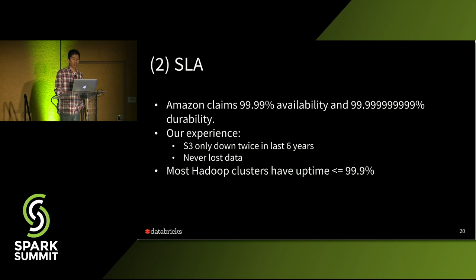And SLA. Amazon claims many nines of availability and durability, and this matches our experience. We've only seen S3 go down twice in the past 6 years, and we've never lost data. On the other hand, when we talk to our customers, some of them have Hadoop clusters, and the availability they see is usually 3 nines or less.